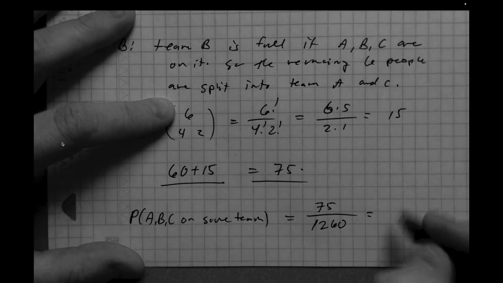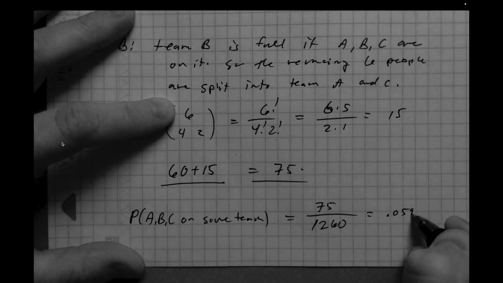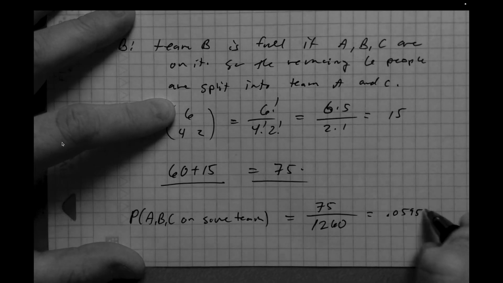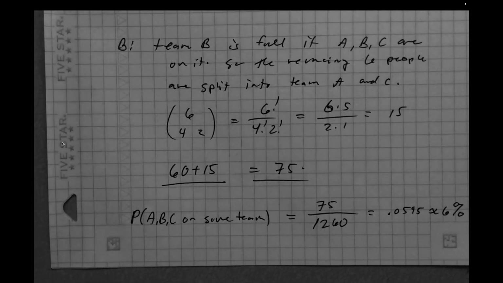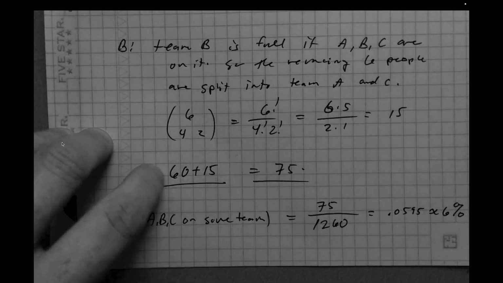All right, and so when we do that math, that's 0.0595, so basically about a 6% chance that they're all on the same team. Okay, very good. So there's a 6% chance that Alice and Bob are on the same team, and that is what we see here.